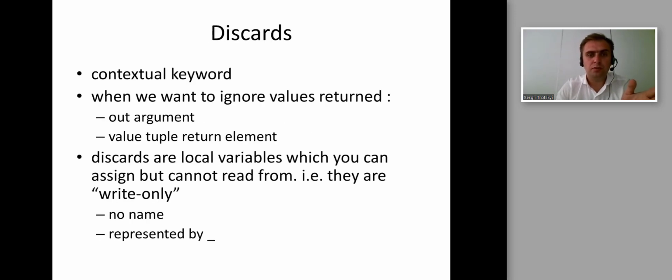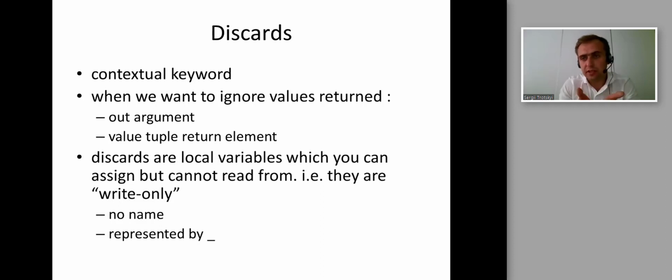Let's move on to another feature that was introduced, I believe, in C# 7.0: discards. A discard is a contextual keyword. What does contextual mean? It means that it is not a reserved word in C#, but for some particular cases it can be treated separately.